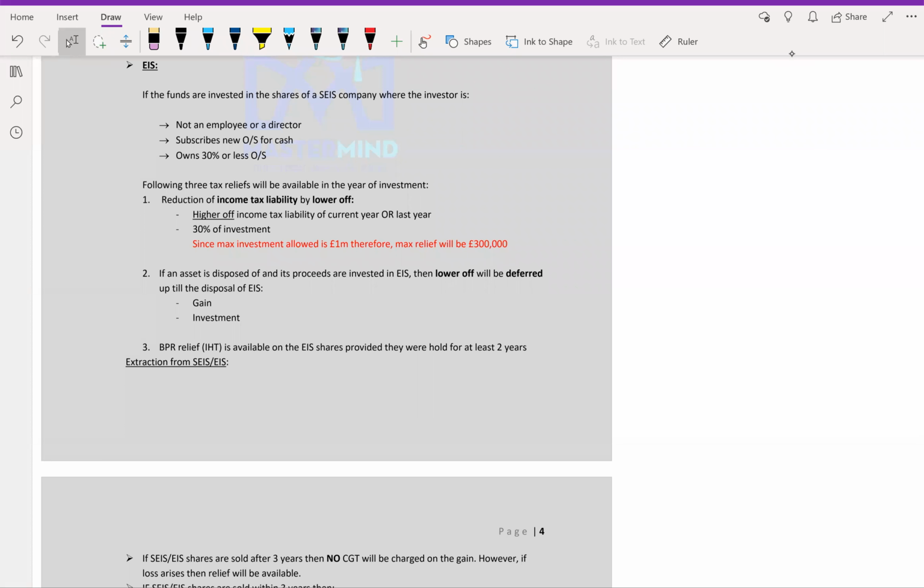Now, EIS, Enterprise Investment Scheme. If the funds are invested in the shares of an EIS company where the investor is not, now this is EIS, this is not SEIS. All right. Where the investor is not an employee or director, subscribes new ordinary shares for cash, owns 30% or less. The only difference is what? In an SEIS company, you could have been a director, but in an EIS company, you cannot be a director.